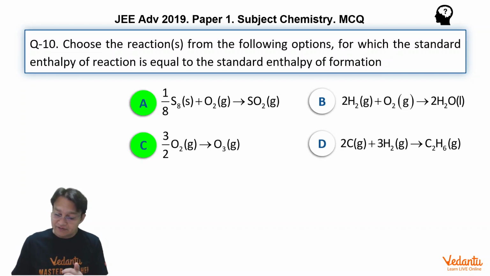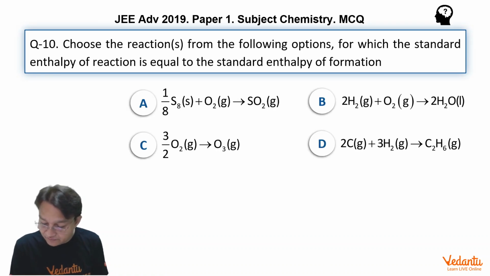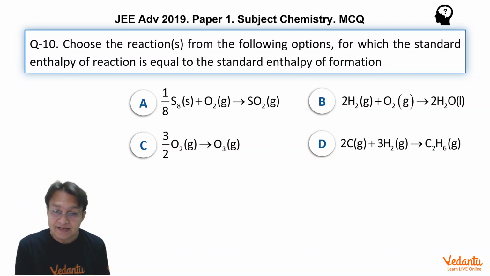So looking into this definition, let us see what could be our answer. You see the four options carefully. The first option, 1 by 8 S8, is fulfilling the criteria that elements should be in the most stable state. Of course, S8 is the most stable state. Although if it is mentioned rhombic, that's great, but it's not mentioned rhombic here. Still, we can think of it as the most stable state. O2 is of course a gas in the most stable state and is forming SO2. So option A is perfectly all right and it qualifies for enthalpy of formation.